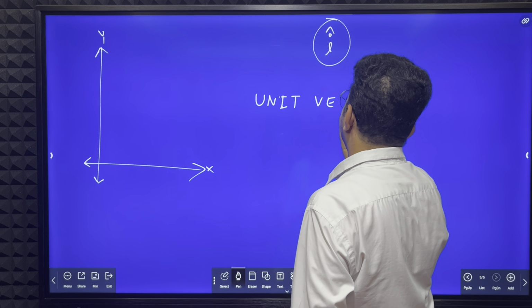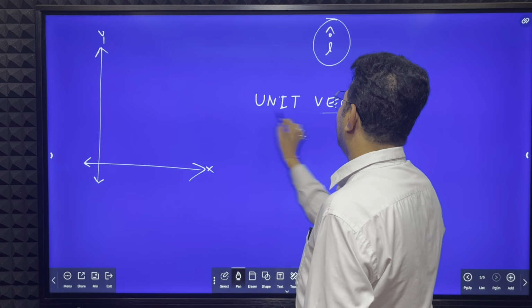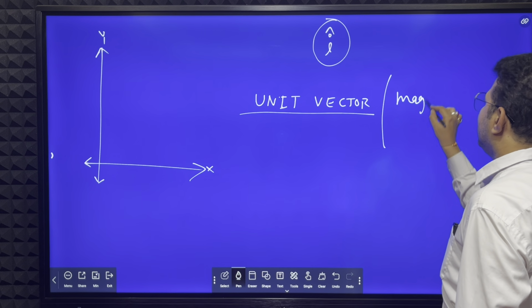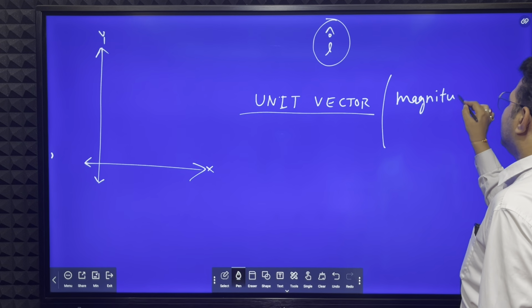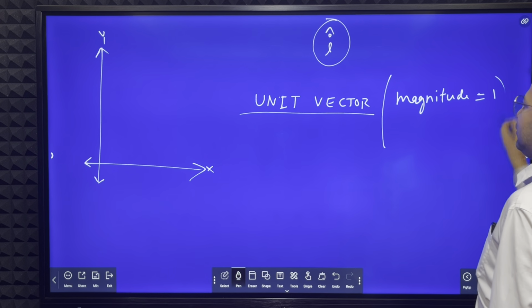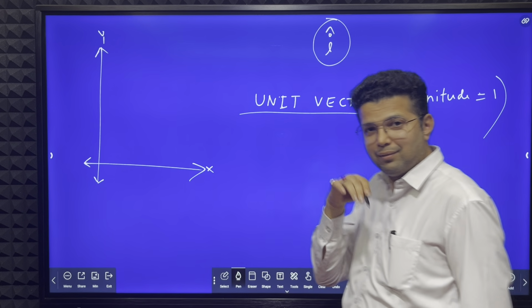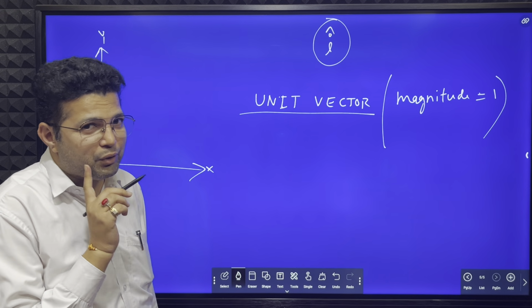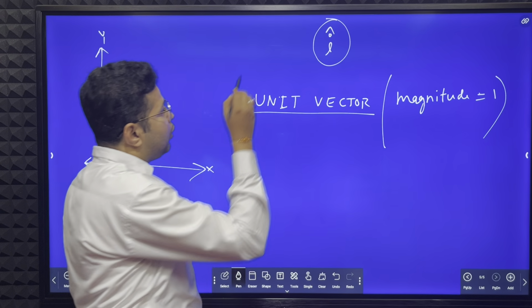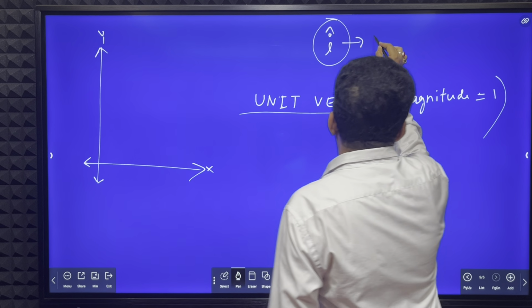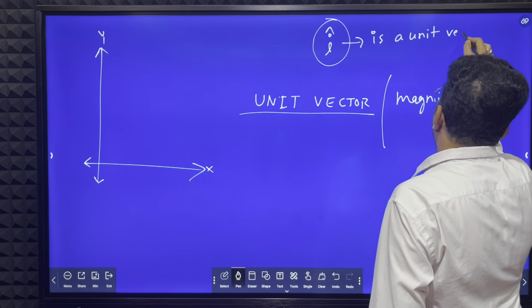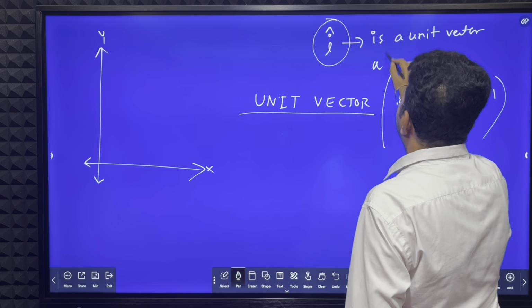A unit vector is a vector having magnitude equal to 1. If the magnitude of a vector is 1, then we call it a unit vector. What is I cap? I cap is a unit vector along the x-axis.